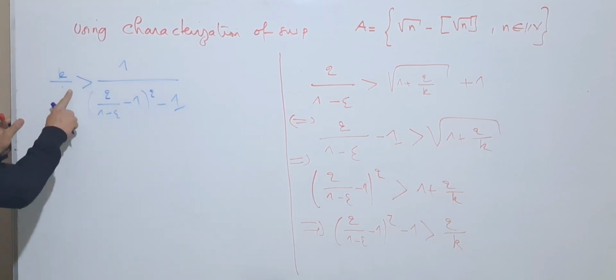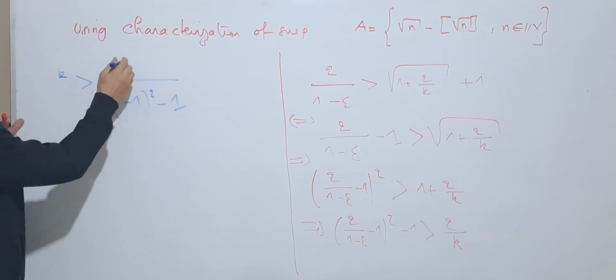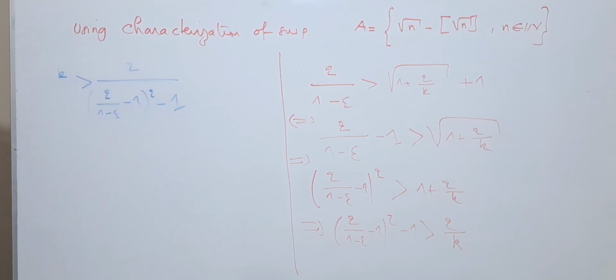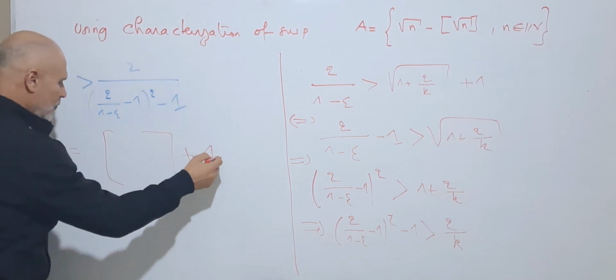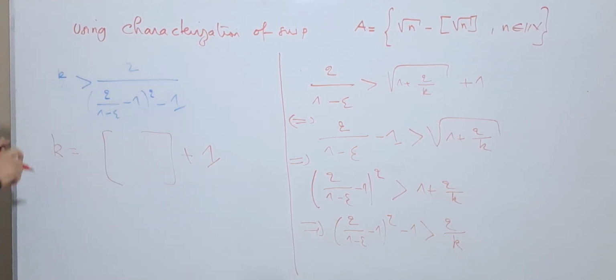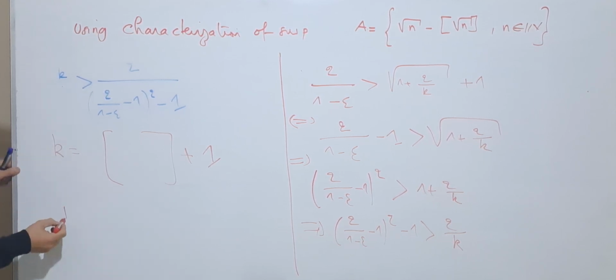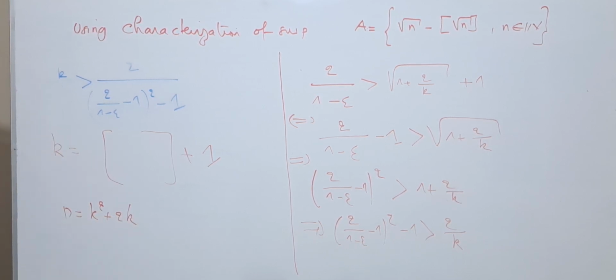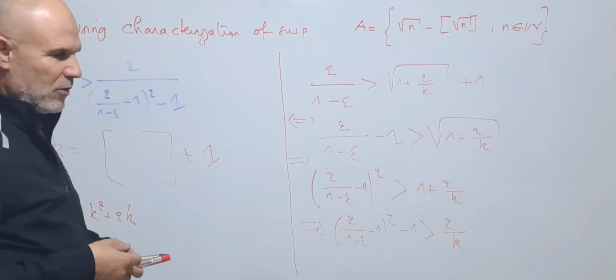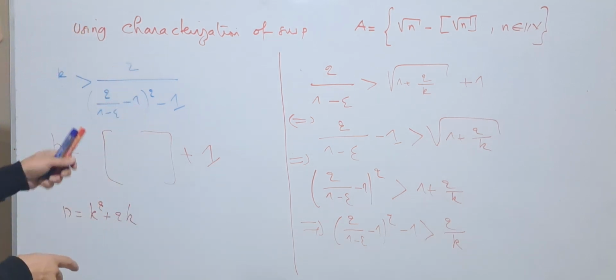Then we get this one. So it is sufficient to take k0 as the integer part of all this, plus 1. For this k, we have the inequality, and the n which takes the form k squared plus 2k verifies the property: existence of the elements of A such that this is true.